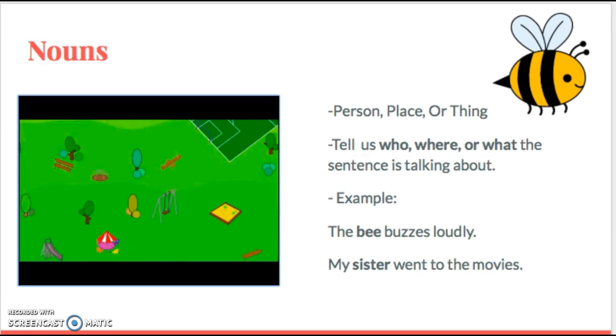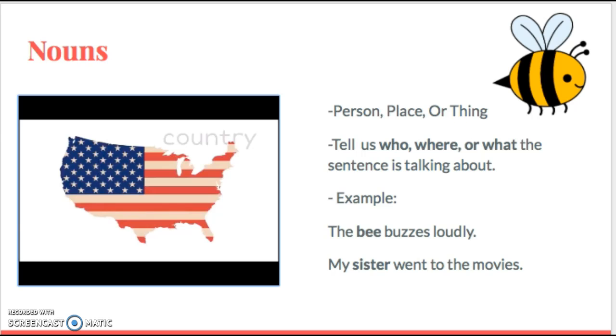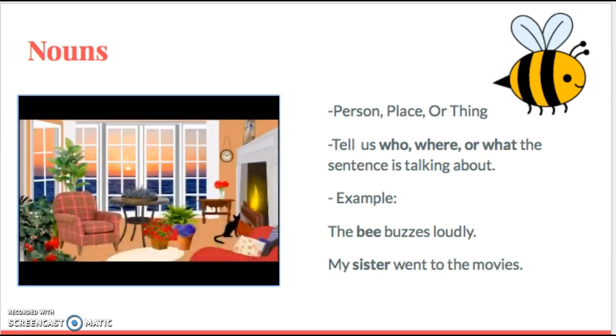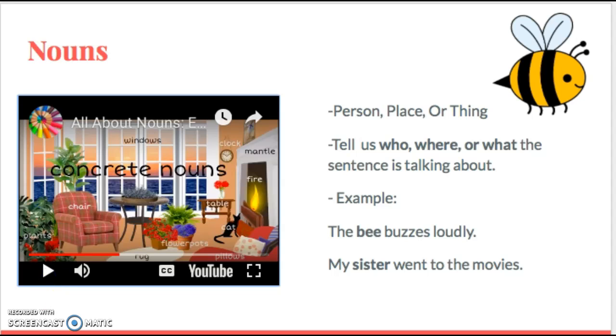Nouns can also name places. Playground and park are nouns that name places. Words like country and state name places too. There are many, many words to name the things that are around us. Anything you can touch, see, hold, or feel is a noun, a type of noun called a concrete noun. Finally, there are nouns for ideas.